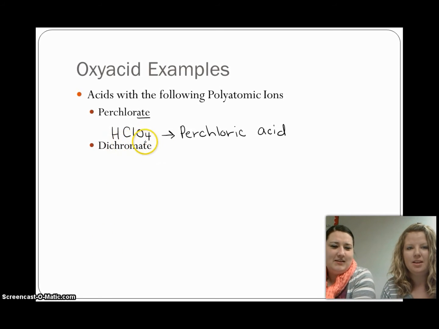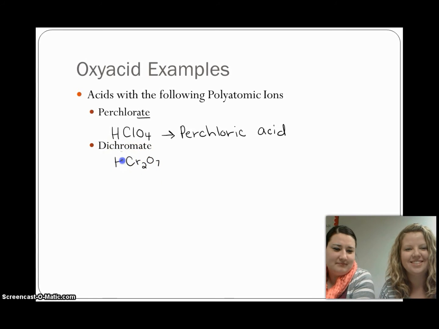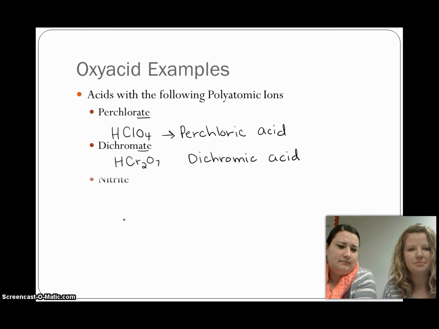So we have dichromate. What is dichromate? It's Cr2O7. Okay, and what's its charge? We're going to have one H. And since it's an ATE ending, we're going to put ic, so dichromic acid. All right, let's see if there's a harder one next.